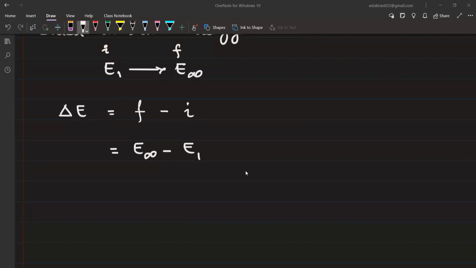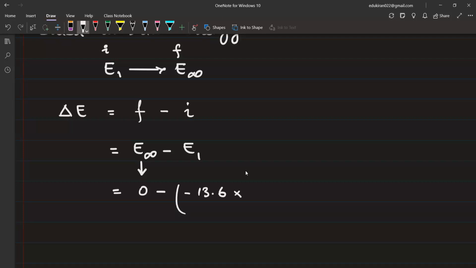So E infinity, what is the energy at infinity? Tell me guys, अभी हम लोगों ने कुछ बताया था. When the electron is very far away from the nucleus, it does not have any attraction. That is why the energy of infinity will be 0. याद आ गया है ना? And E1 क्या हो जाएगा? E1 will be equal to minus 13.6 into Z square.